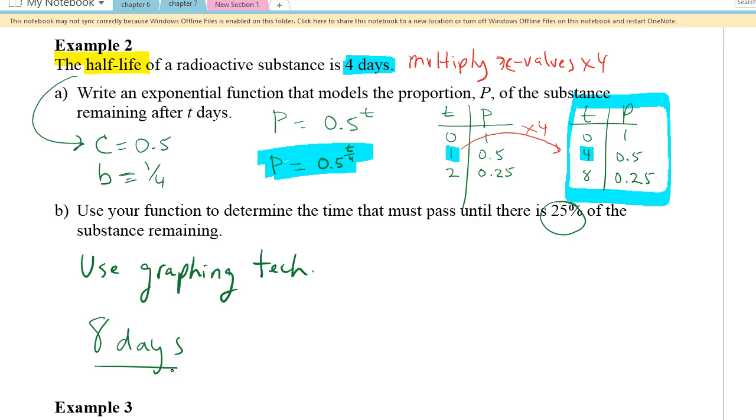Oh, in fact, we had already done this, right? Use your function to determine the time must pass until there is 25% left, so that would have been right here too. So we actually calculated it because it was a rather easy one.